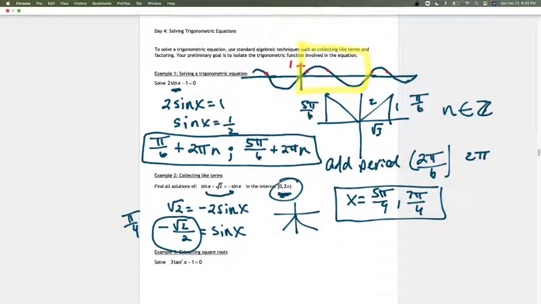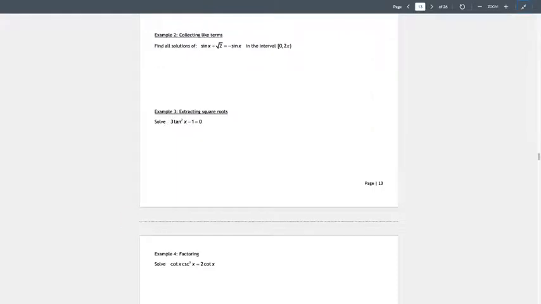All right, let's do another one. I'm going to move this up a little bit. Okay, on example 3, again, we're trying to isolate the trig function. So I'm going to move over the 1. And then I'm going to divide by 3.